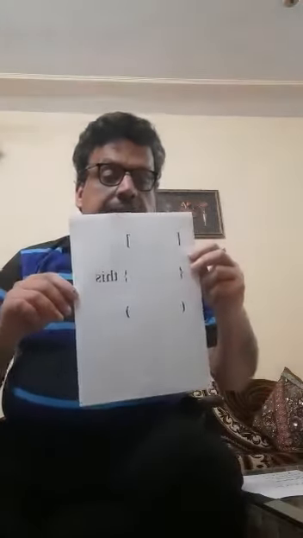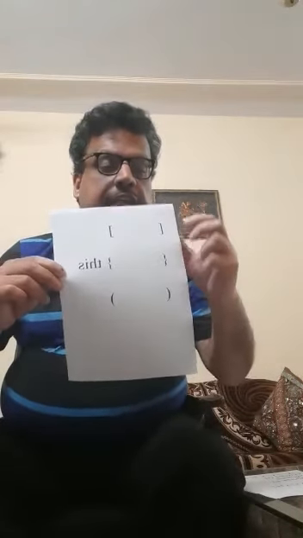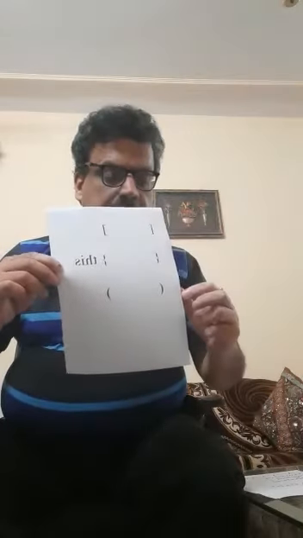Now, entries have to be written in small letters, whereas a set has to be represented by a capital letter. There are three types of brackets associated with it. These are square brackets, these are round brackets, these are curly brackets. So a set is always represented by curly brackets.